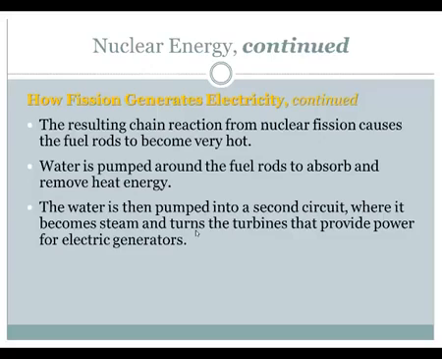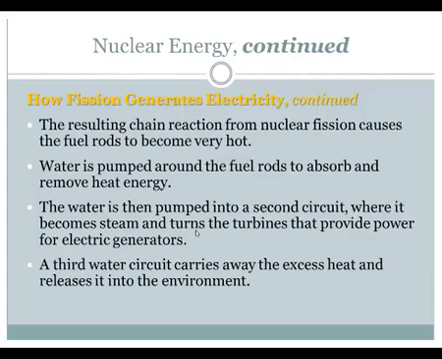The water is then pumped into a second circuit where it becomes steam and turns the turbines that power the power plant, and we generate the electricity that is then sent out to homes. A third water circuit carries away the excess heat and releases it into the environment. So we saw earlier in a picture where there were some really big smokestacks. Those smokestacks are the area where the heat energy is simply released into the environment. What you're seeing there is not air pollution. What you're seeing there is steam that is being released into the atmosphere.